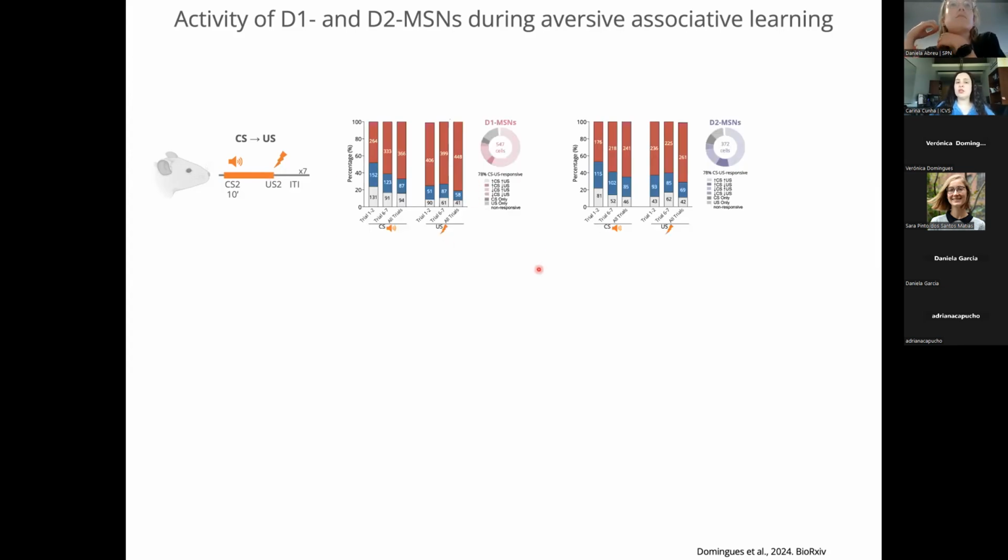And in terms of population activity, we only have one session. So what we did was to segregate between initial trials and late trials, which we try to associate with early and late phases of learning.